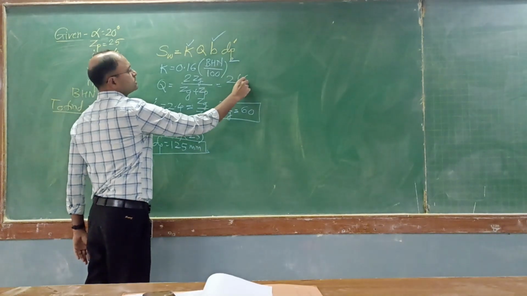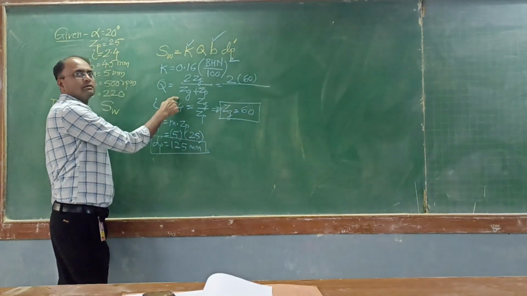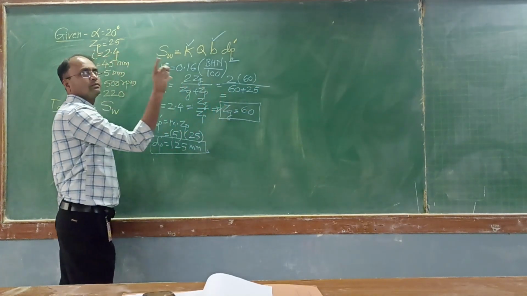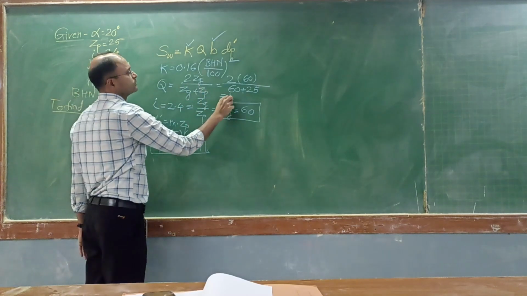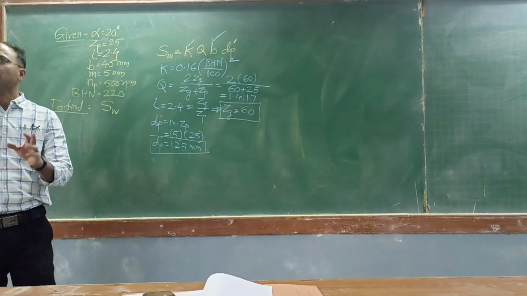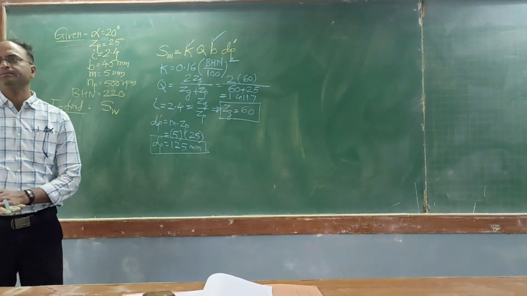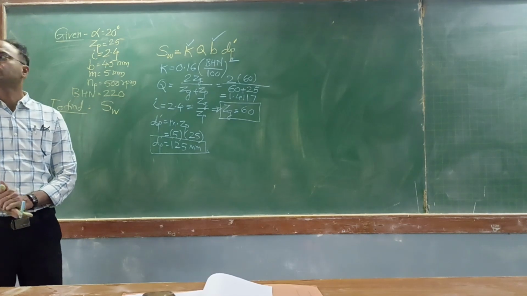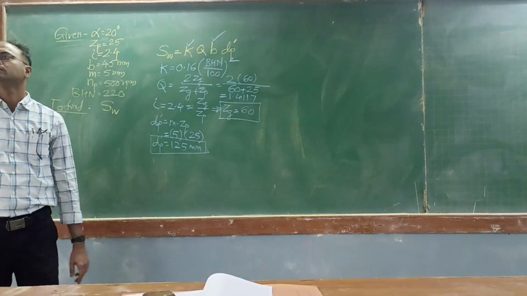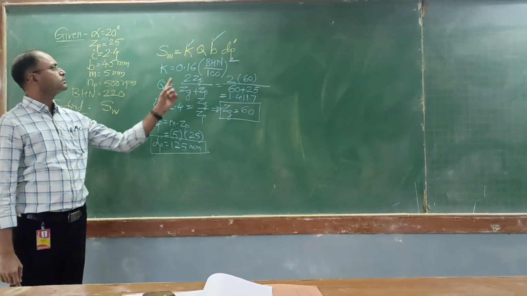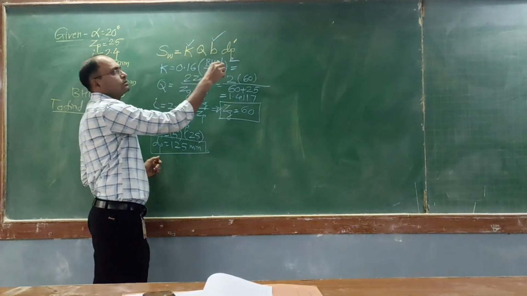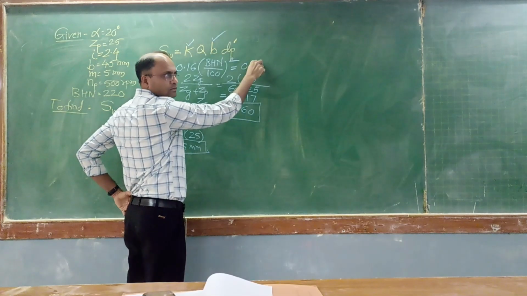2 into ZG 60 upon ZG plus ZP, that is 60 plus 25, that is equal to 1.41. You can round it to 1.42 also. Put all the values and get Sw. b is 45, K is 0.16 BHN upon 100 square, that is 0.744.